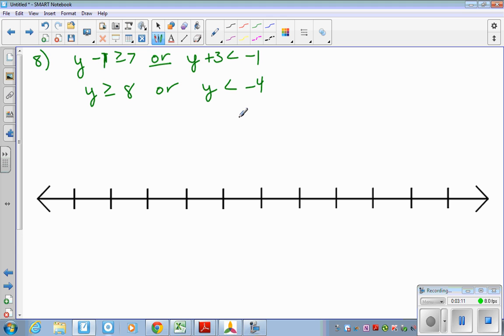And so I'm actually going to count by 2s on this number line so I can make sure I have enough space. 0, 2, 4, 6, 8, 10, negative 2, negative 4, negative 6, negative 8. And so y is greater than or equal to 8 would be from 8 to the right, and less than negative 4, open circle, to the left. And remember, the OR graphs have both of them on that. So this is actually your final answer.